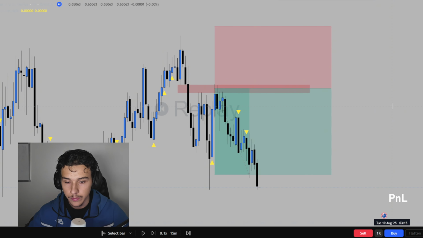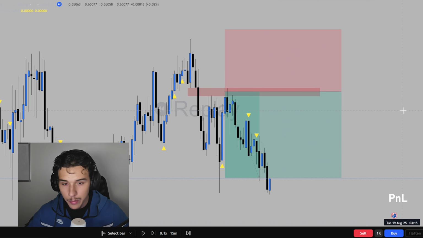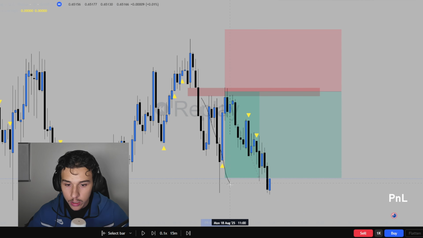Boom. Very simple, very beautiful, very clear, very concise, very profitable. It wanted to continue down, like price wanted to continue down, but it could not continue down until you have filled these orders right here, right? Which you missed previously. Beautiful.